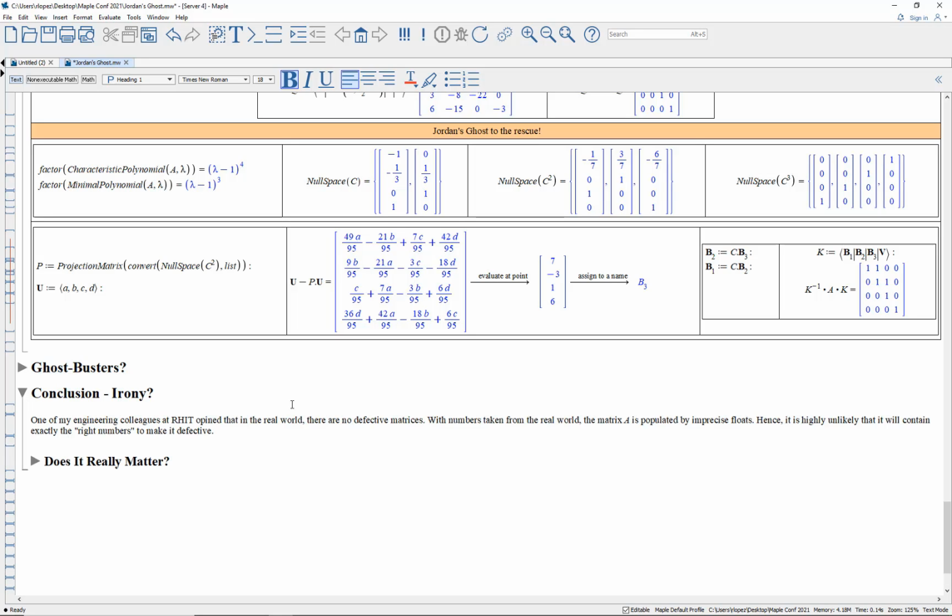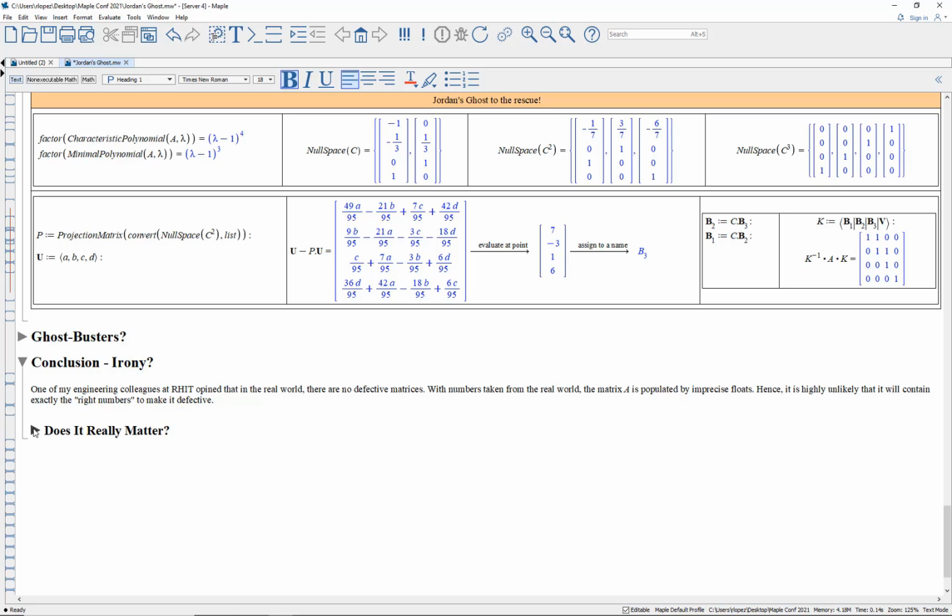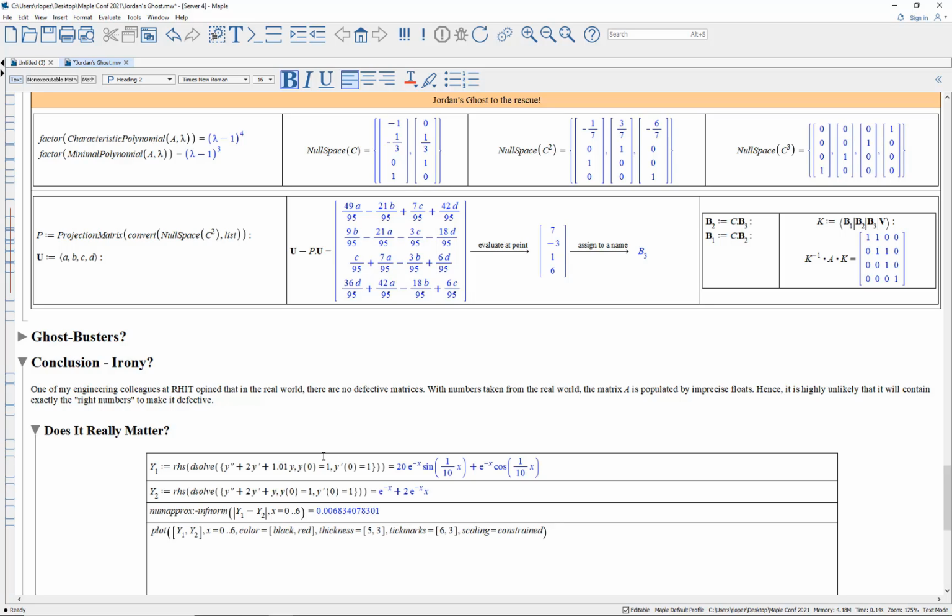And here is a final piece of irony. At Rose-Hulman, one of the engineers that I got to know well claimed that in the real world there are no defective matrices. So we're teaching students stuff that they never really need, because in the real world, matrices are populated with floats that are imprecise. So I asked myself, does it really matter? And I did this little experiment. Differential equation, this coefficient 1.01, and here I've made it exactly 1. Here the solution comes out to be exponentials times trig. Here the solution is exponential times polynomial.